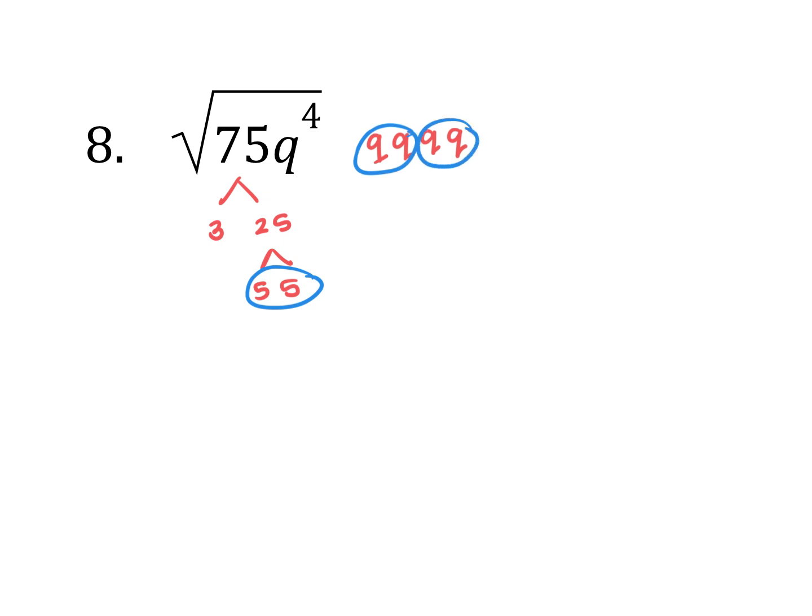Okay, so on the outside, I have my pair of 5s, and then I have Q to the second because I circled 4 Q's, but I have 2 circles of them, 2 pairs, 2 sets of pairs. Okay, and then underneath my radical is going to be whatever's left over. So I have this 3 left over. So this should be your final answer for number 8.